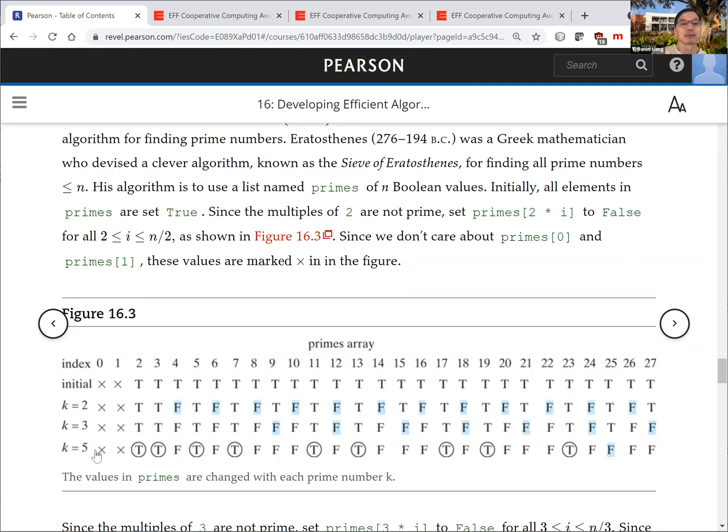For k equal to 5, we get false here for 15 and 20. So all of these are false. Now what is left? You can see these are still true. So 2 is a prime number, 3 is a prime number, and 5, 7, and 11 are. That's how you eliminate the numbers that are not prime, and what is left is prime.